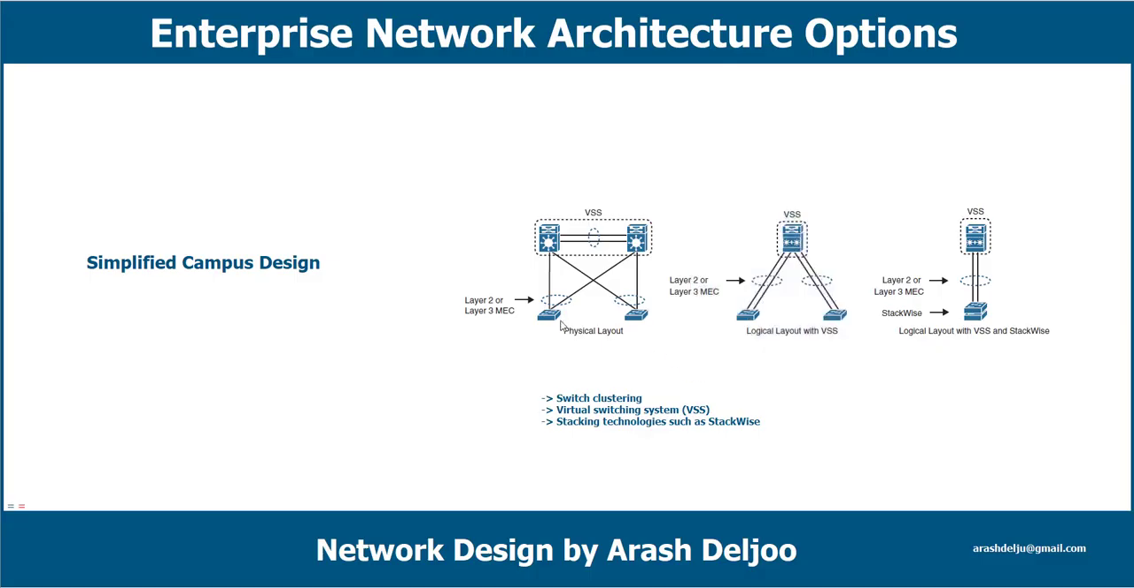But if you can do StackWise or stack these 2 access layer switches also to each other, for example here, actually now we have 2 logical switches. The first logical switch is created by the VSS technology between the distribution switches, and the next logical switch is created with the StackWise technology, okay, between the access layer switches. And now all of these 4 links are connected to 2 logical switches. Because of that, again here you have the option of layer 2 or layer 3 multi-chassis EtherChannel.